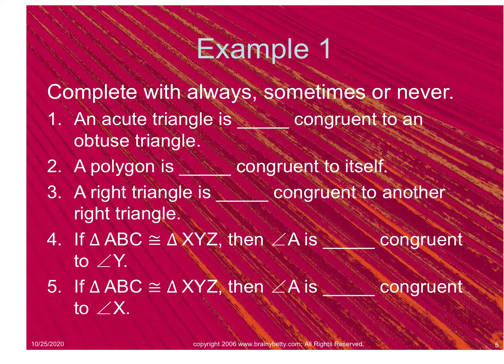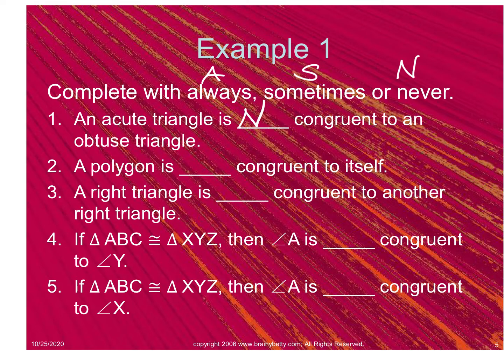This would be never. An acute triangle would never be congruent because an acute triangle needs acute angles, an obtuse triangle needs an obtuse angle. To be congruent, all the angles need to match. So when I put this, I'm going to put capital A. Since the lines are kind of small, I'll put a capital S for sometimes and a capital N for never.